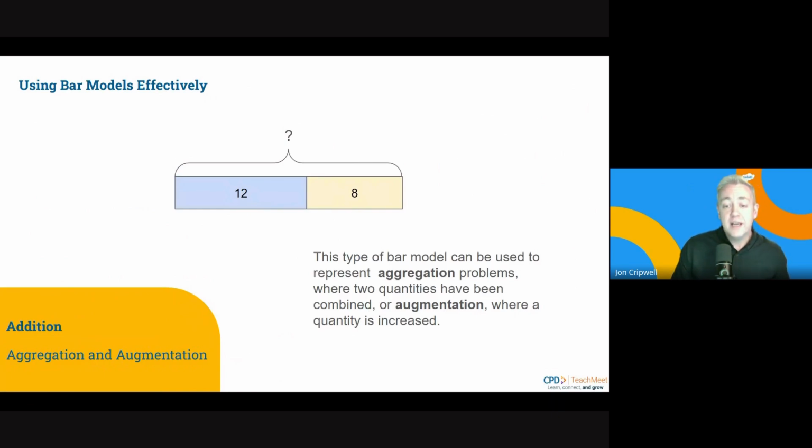So this particular type of bar model can be used to represent aggregation problems. If you have been on any Teaching for Mastery work groups or anything like that, you might be familiar with the models of addition, aggregation, and augmentation. Aggregation is where two quantities are put together to find the sum. Augmentation is where a quantity is increased.